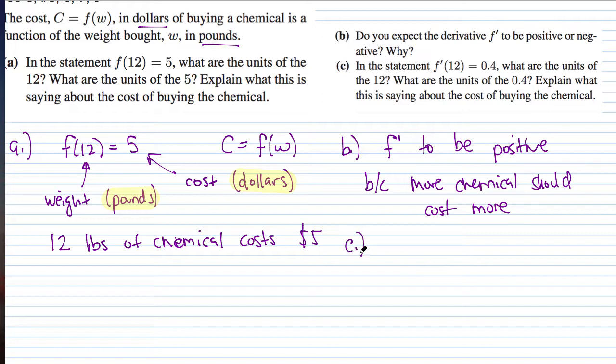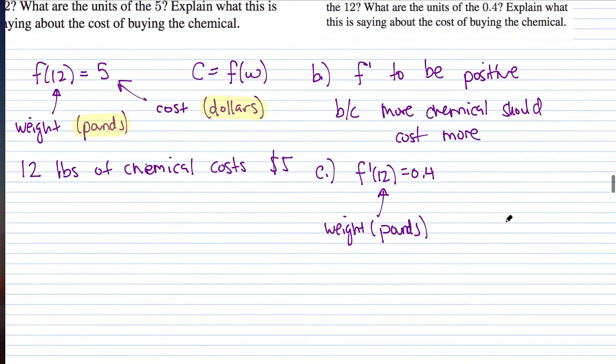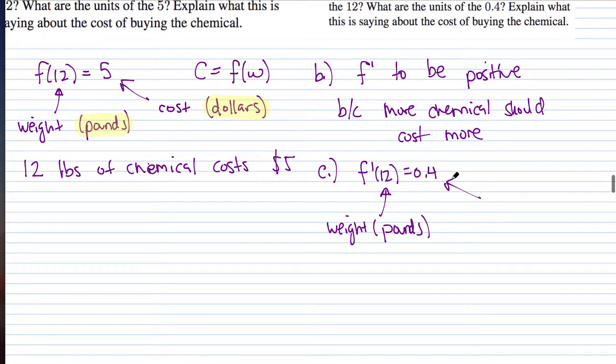Now the last question, part C, says, in the statement f prime of 12 equals 0.4, what are the units of the 12? So the 12 is again the argument of my function. So this is again weight, and so that should be in pounds. Then what are the units for the 0.4? So this is my derivative, right?